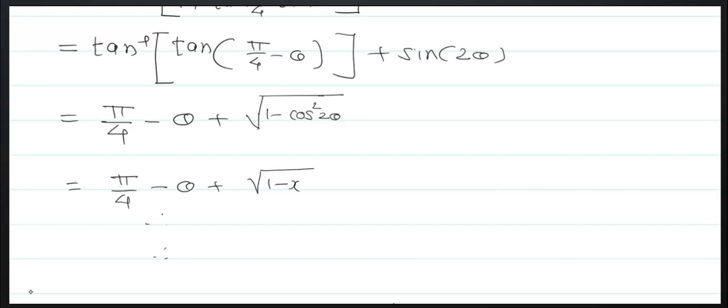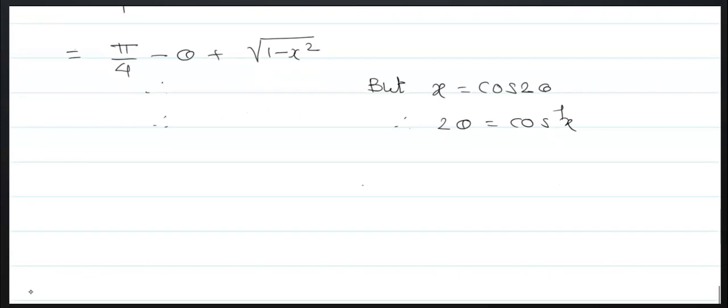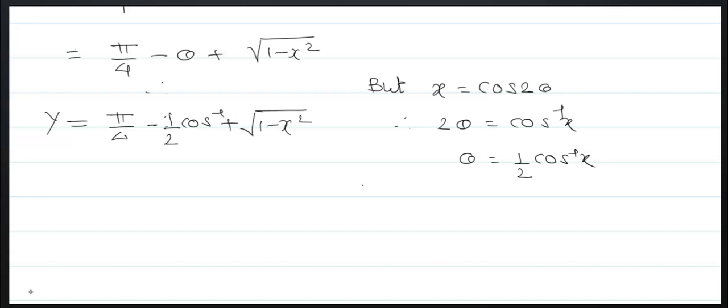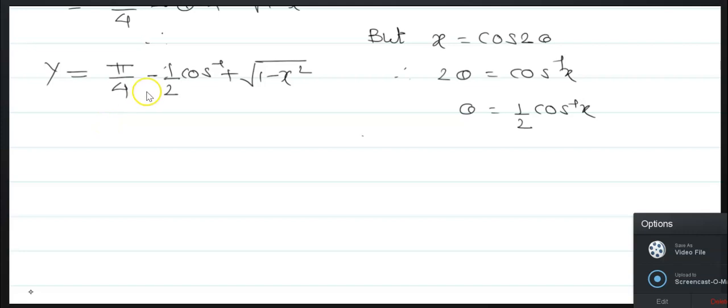Now pi by 4 minus theta plus root of 1 minus x square. That is the value of y, where x is equal to cos of 2 times theta. That is y is equal to pi by 4 minus 1 upon 2 cos inverse of x, plus root of 1 minus x square. Here is x, by mistake I forgot to write it. I will change it.